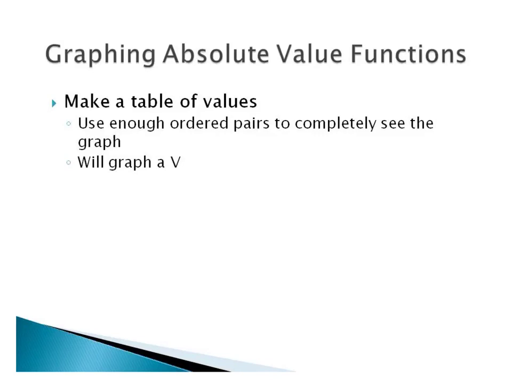All right, so the next thing we're going to talk about is graphing absolute value functions, and these are going to be graphed on a coordinate plane. And just like anything else, you're going to make a table of values. Okay, that's how you're going to do it. You need enough that you can completely see the graph. I would recommend 5. And just an FYI, they are going to graph a V. So you need to graph enough until you find this V.